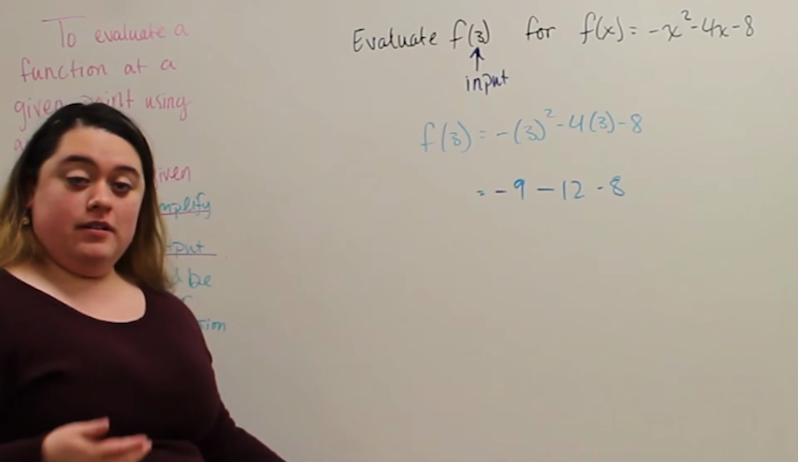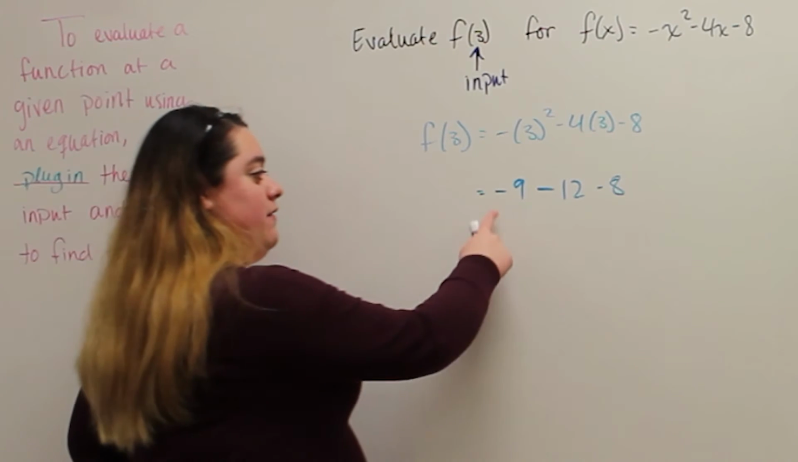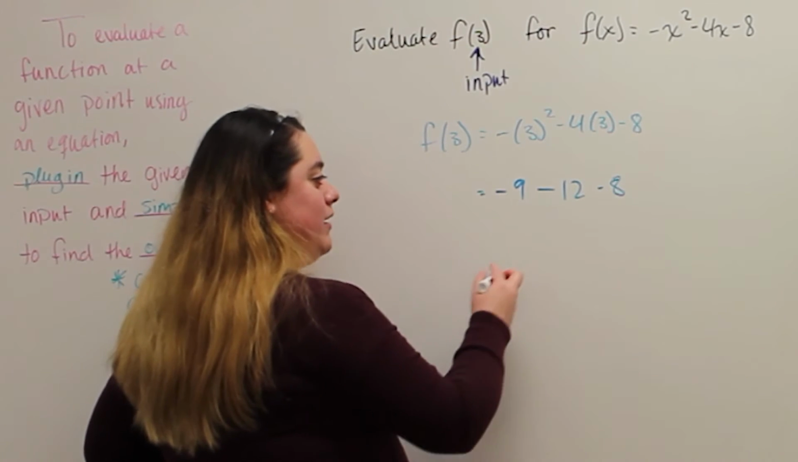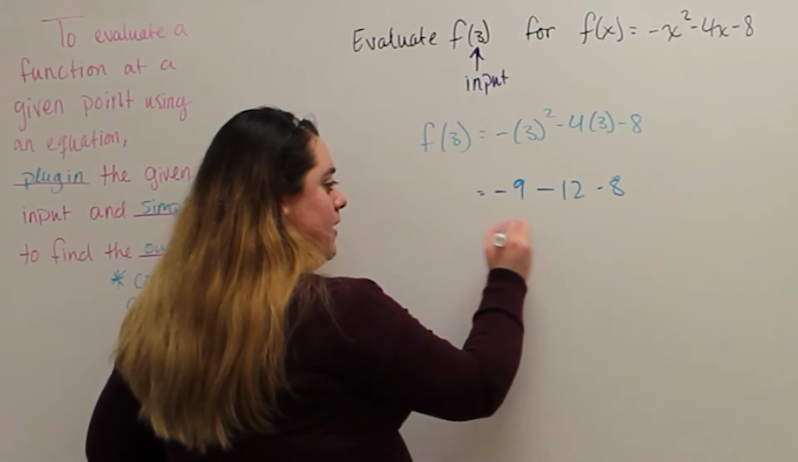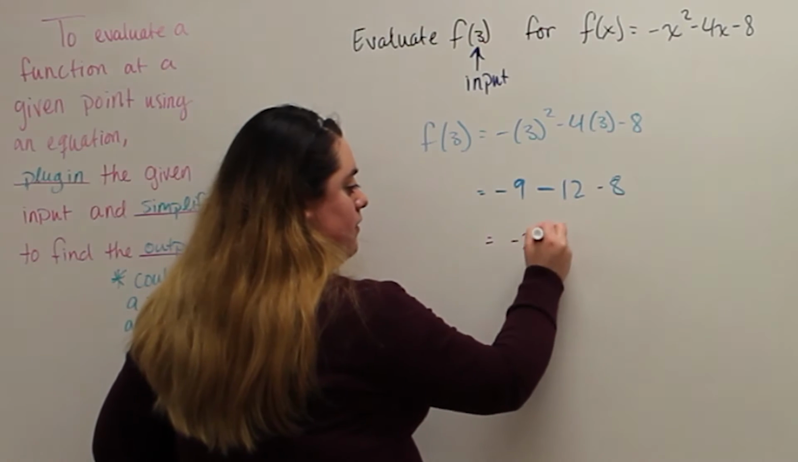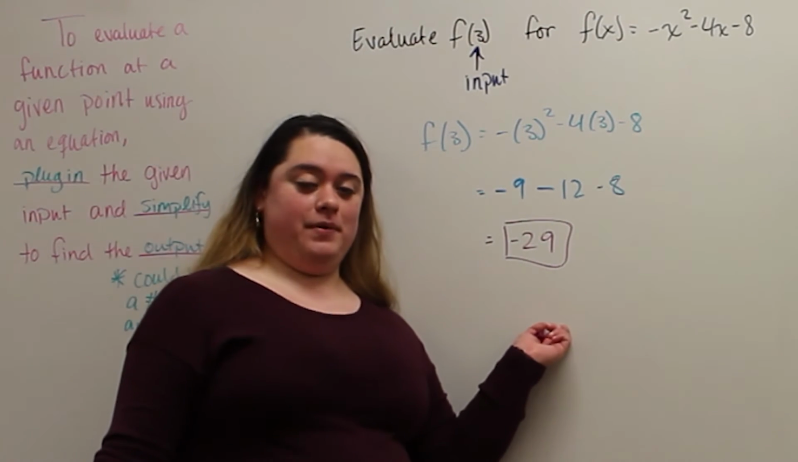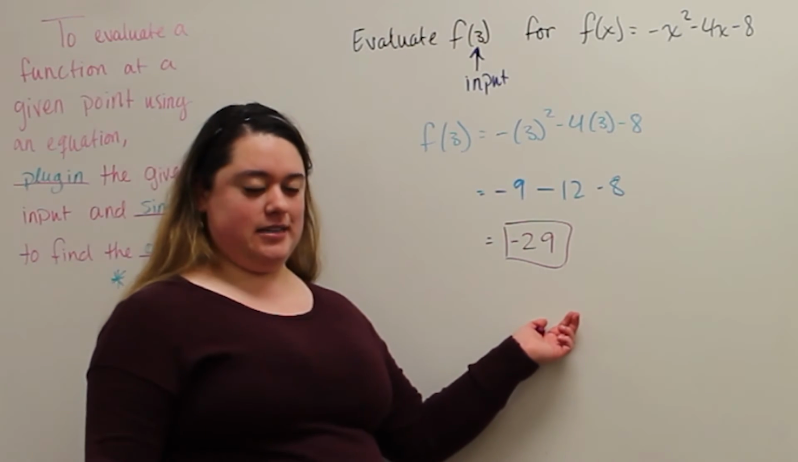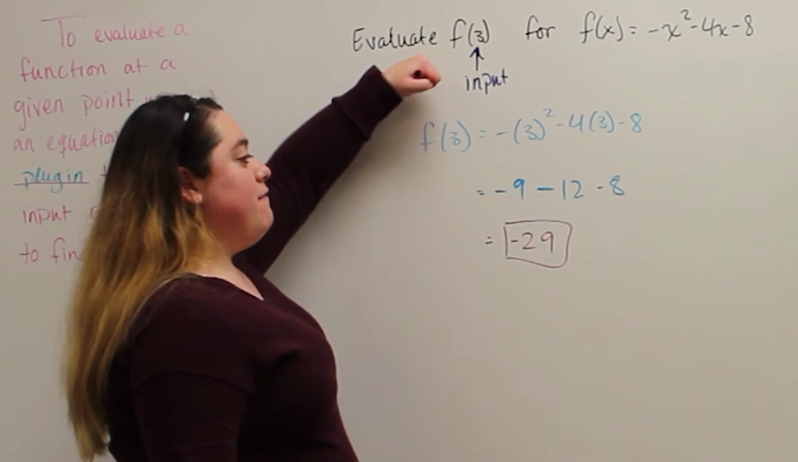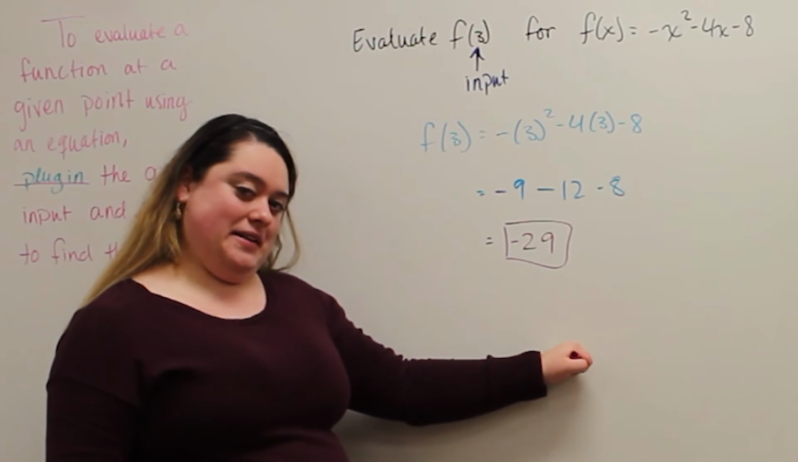So now that we've simplified a little bit, let's simplify even more. So we've got a negative 9 minus 12 minus 8. Well, if I combine all of those, I end up with a negative 29, which is my desired output. I have nothing else to simplify, so I've reached the end. So f of 3 equals a negative 29.